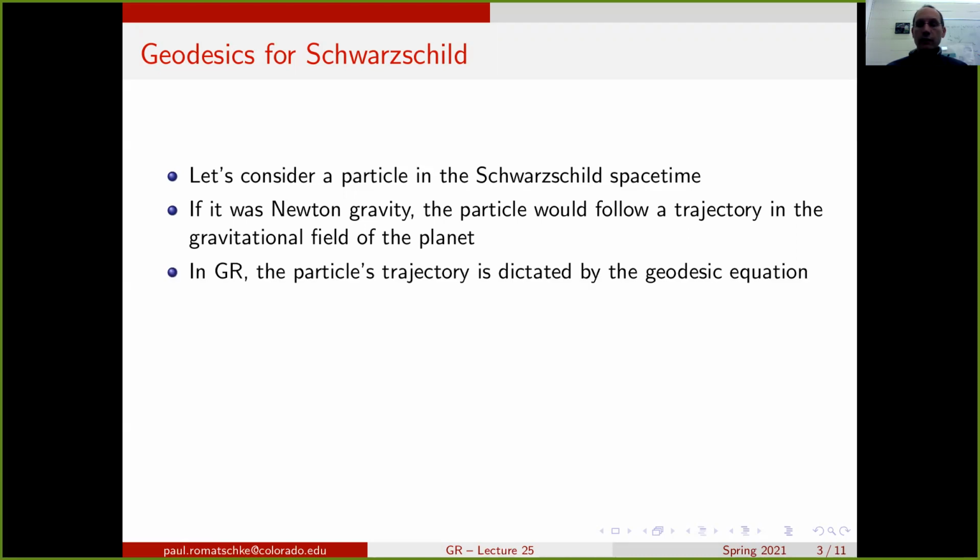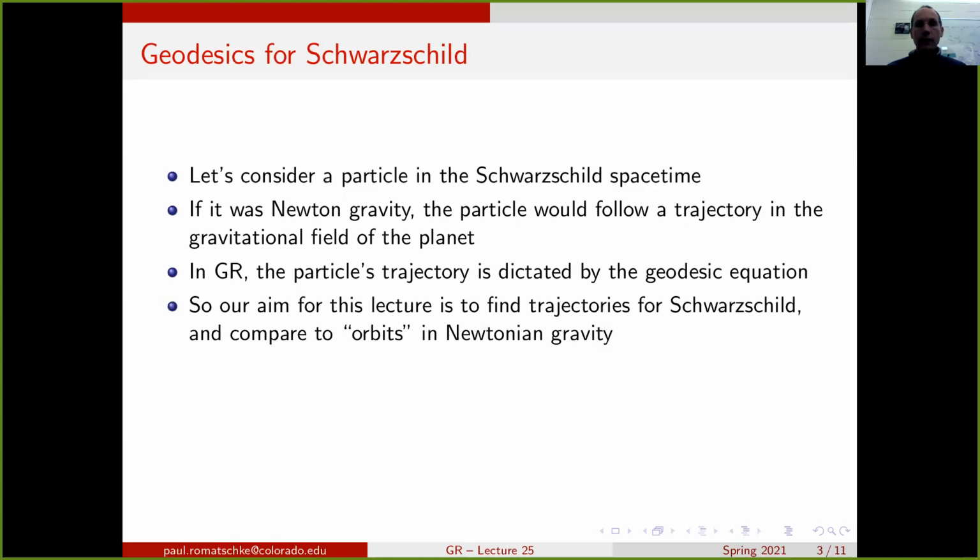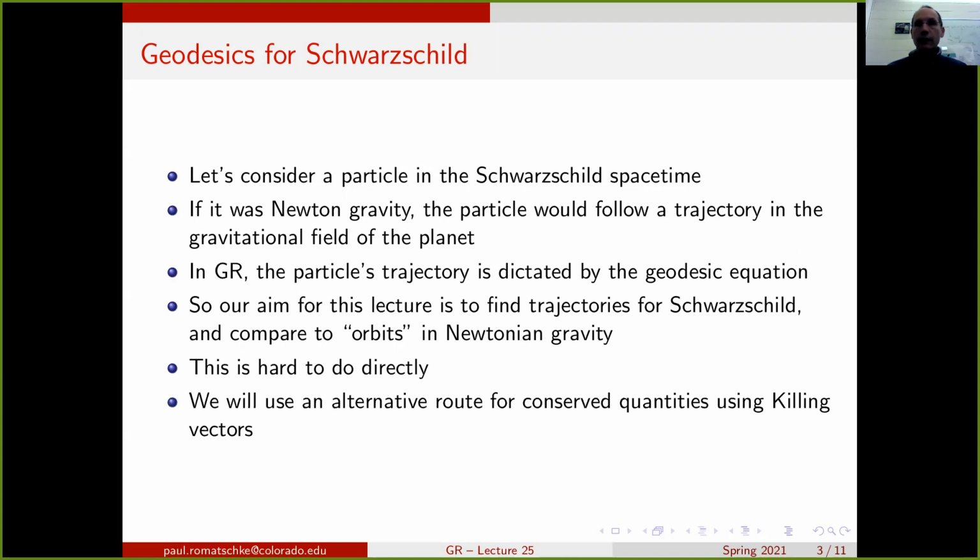However, general relativity dictates that the particle trajectory is given by the geodesic equation. So we are led to find trajectories of a particle for the Schwarzschild metric, which would be generalizations or refinements, if you want, of orbits in Newtonian gravity. As you can verify yourself fairly quickly, if we start with the geodesic equation for Schwarzschild, finding trajectories is hard to do directly. It's possible, but it's hard. So in this lecture, I will demonstrate an alternative route to finding such trajectories. This alternative route employs conserved quantities that we get from the Killing vectors of the Schwarzschild spacetime, which we discussed in the previous lecture.